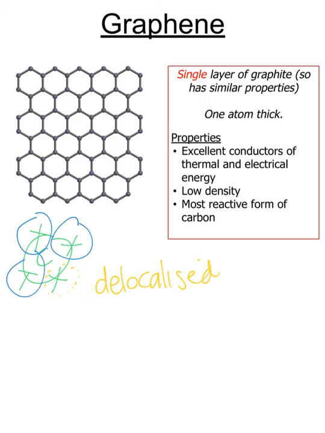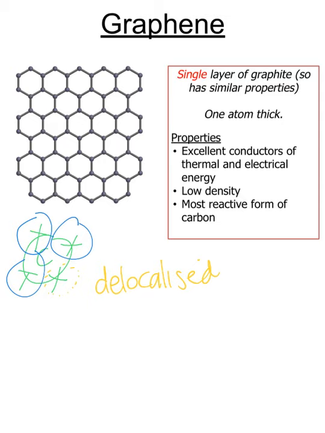It has a very, very low density. The reason being, it is literally 1 atom thick, and it's a very, very reactive form of carbon. Again, with graphene, you will see other properties. It's not soft and slippery like graphite is, okay, because there's only 1 layer. Graphene can be described as being incredibly hard.